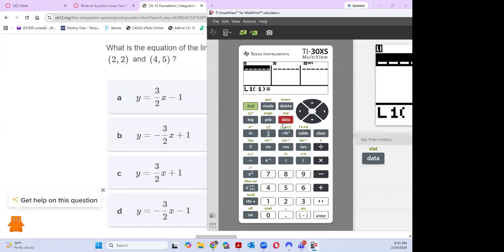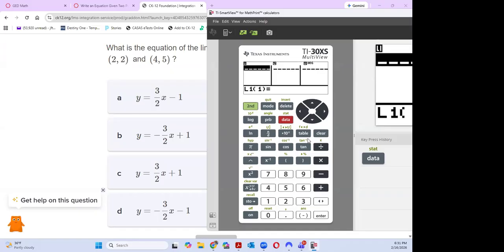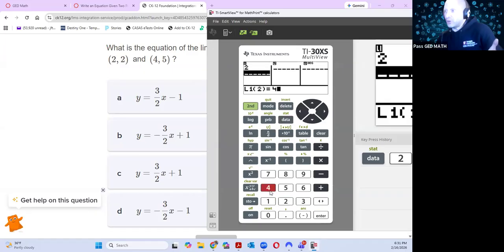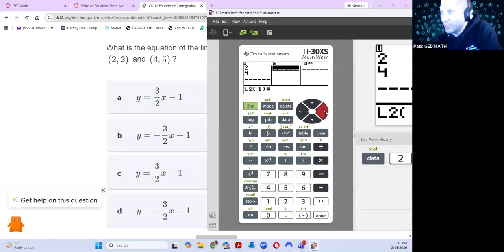So what are my x values of these two points? 2 and 4. Watch this. 2, enter, 4, enter. So I put my two x's first. I'm going to hit my right arrow on the calculator to move to my second column, because my second column is going to contain my y value.